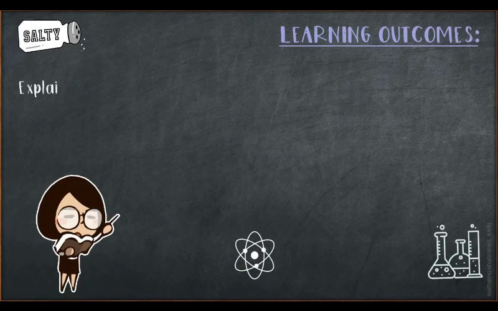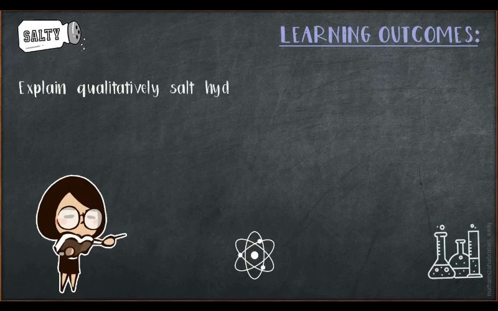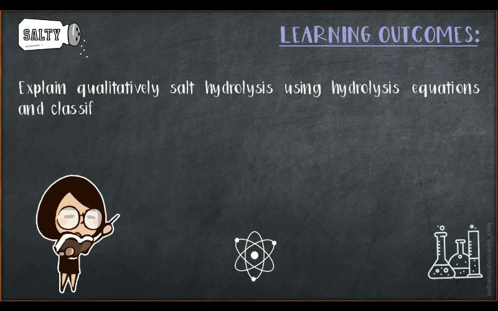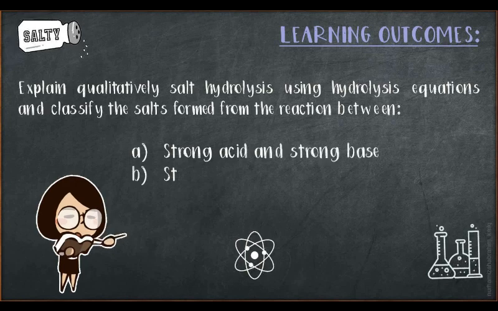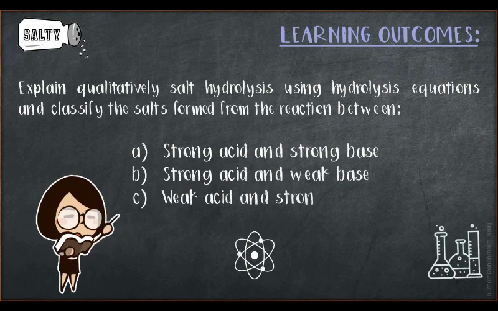The learning outcomes for this lesson are to explain qualitatively salt hydrolysis using hydrolysis equations, and classify the salts formed from the reaction between A. strong acid and strong base, B. strong acid and weak base, C. weak acid and strong base. In this video you will first learn about salts from strong acid and strong base.